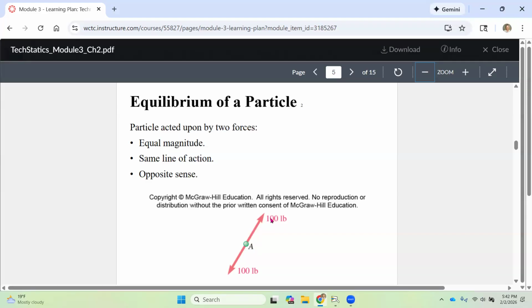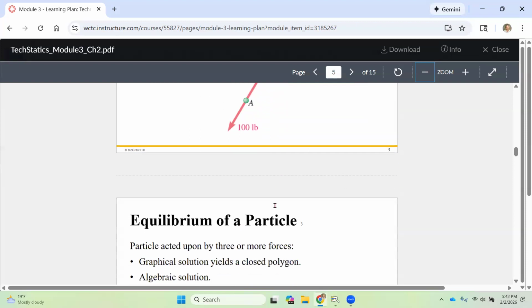So if we say that up and to the right is positive, and down and to the left is negative, notice that if I have a positive 100 and I add to it a negative 100, what's the net result of that? 0. So that would mean I am in equilibrium right now because the forces add to 0. So this is a state of equilibrium at this point.